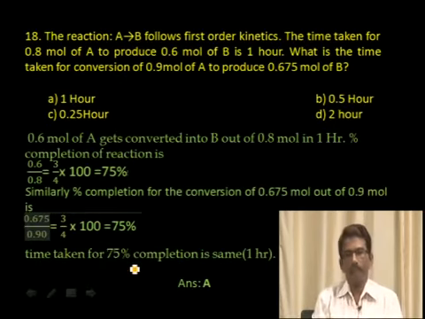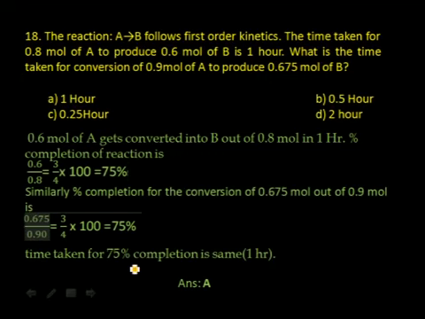In question number 18, the reaction A to B follows first order kinetics. The time taken for 0.8 mole of A to produce 0.6 mole of B is 1 hour. What is the time taken for the conversion of 0.9 mole of A to produce 0.675 mole of B? The options are given as 1 hour, 0.5 hour, 0.25 hour and 2 hours. You know, in the reaction you have got 1 mole of A and 1 mole of B. Coefficient of both reactant and product are one and the same.